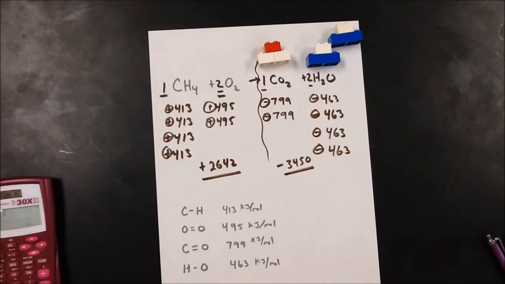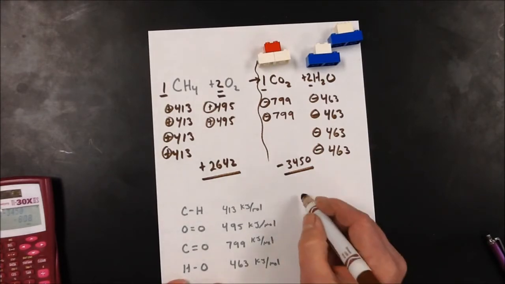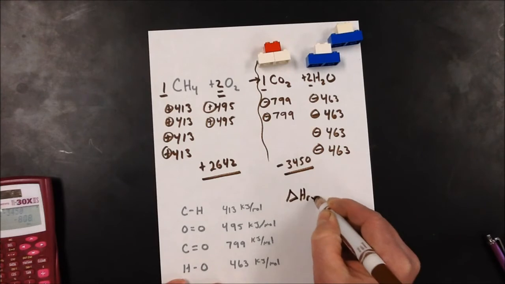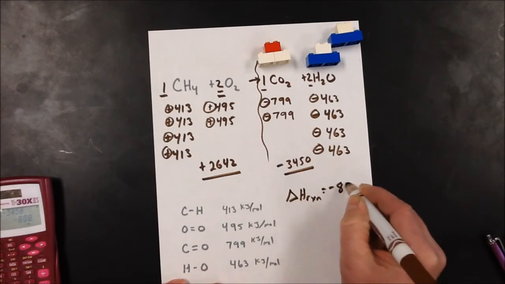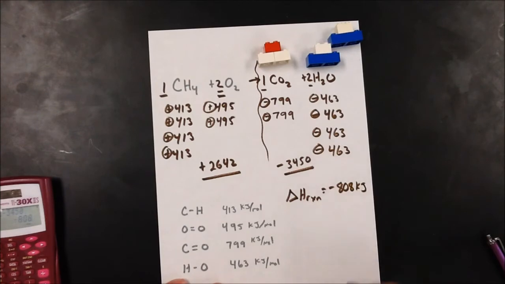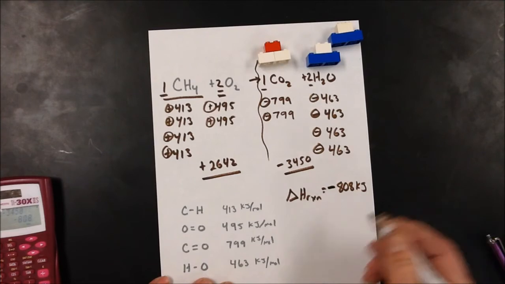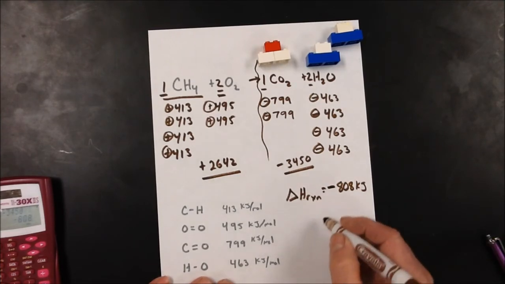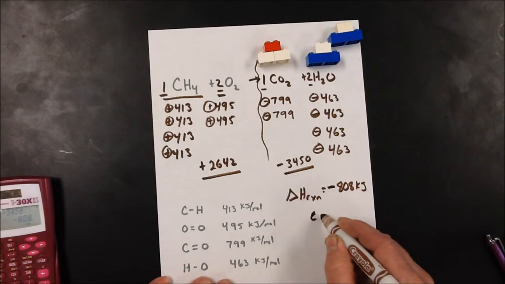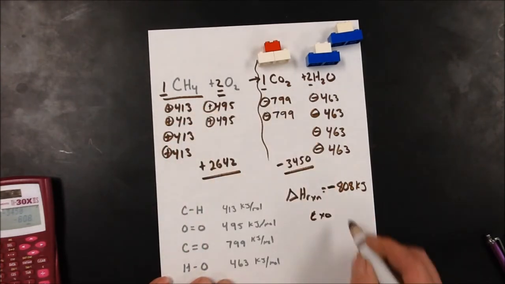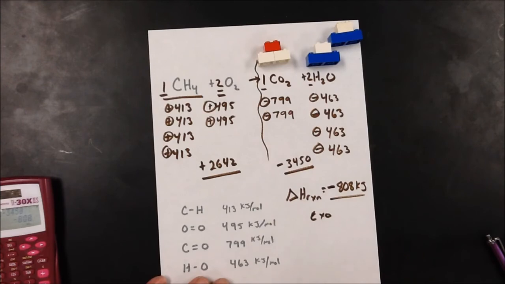I end up with 2642 plus a negative 3450, which gives me a delta H of this reaction equal to negative 808 kilojoules. That also could be called an enthalpy of combustion for a mole of methane as well. And as I would expect on this, I end up with a negative value, which from your other studies in thermochemistry, you should realize is exothermic, and it is a combustion process, so exo, energy is released.